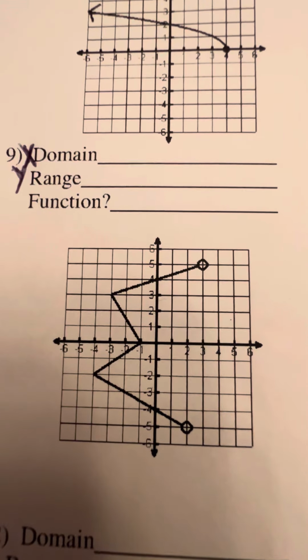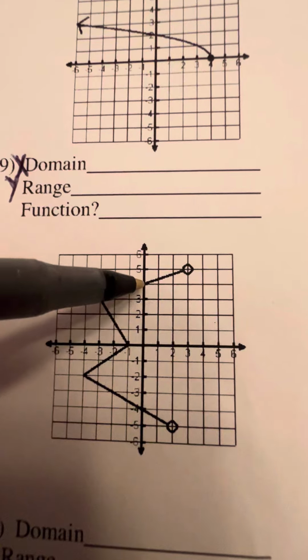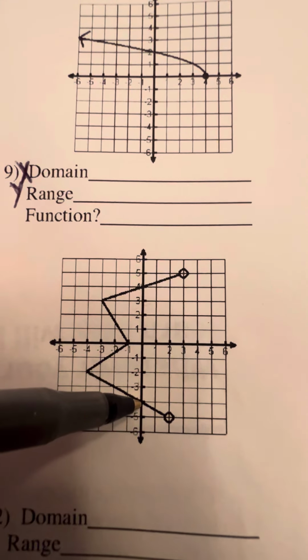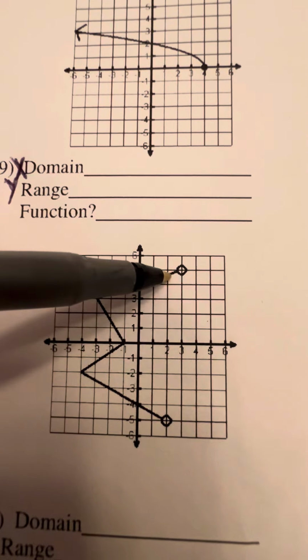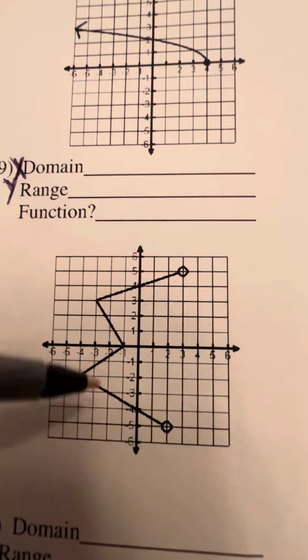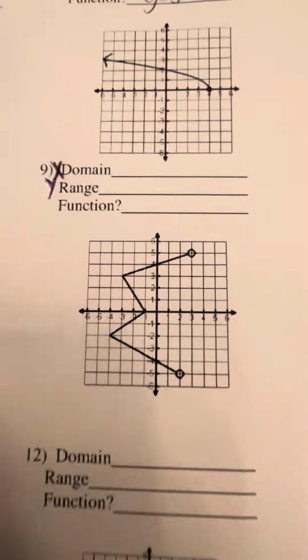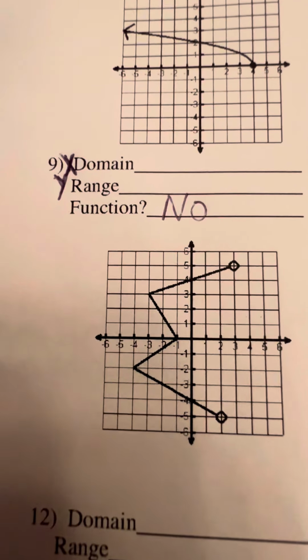This is not a function because if I look at this, I can see right here, x is repeated up here, x is repeated down here. There's a lot of spots. This spot, x is right here. There's also the same x right here. So x can't be repeated more than one time, and it's repeated multiple times on this graph. So this is not a function. And then we have to look at our domain and our range.